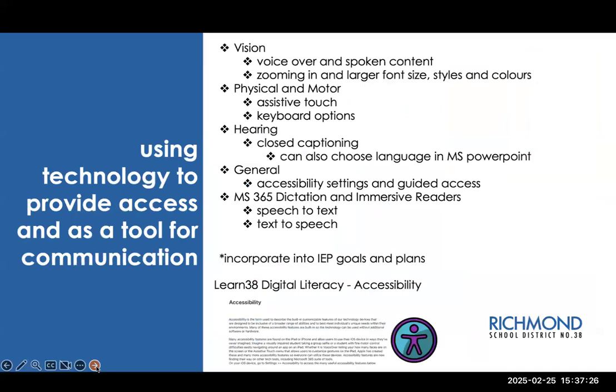When we use technology to provide access and a tool for communication, there's already so many resources available to provide this information to you on Learn38 on RichNet. So at the bottom of the screen here, again, if you go to Learn38 and you go to the digital literacy section, which is under planning, and then you click on accessibility, there's detailed information about all these things that you can see here on the screen. So how to use voiceovers, how to do text to speech and speech to text, how to create different font sizes and use different styles and colors for students who need access for readability.